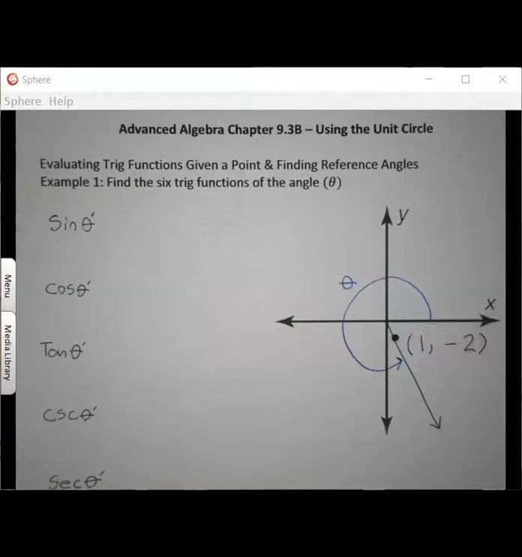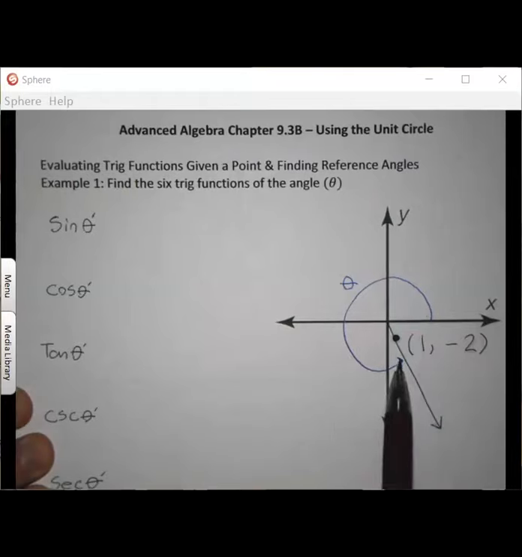For 9.3b, we're going to evaluate trig functions given a point, and we'll be finding reference angles. So for example 1, we're going to find the 6 trig functions for the angle theta. So you can see we're given the angle theta here. We have a point on our terminal side.